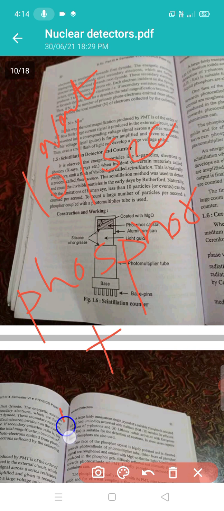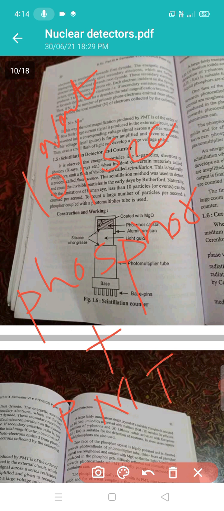To count a large number of particles per second, a phosphor is coupled with a PMT. What is PMT? Photomultiplier tube. There is a limitation to the human eye; it can measure only around 10 particles per second. Hence, to count a large number of particles per second, a phosphor is coupled with a photomultiplier tube, and this detector is known as a scintillation detector.